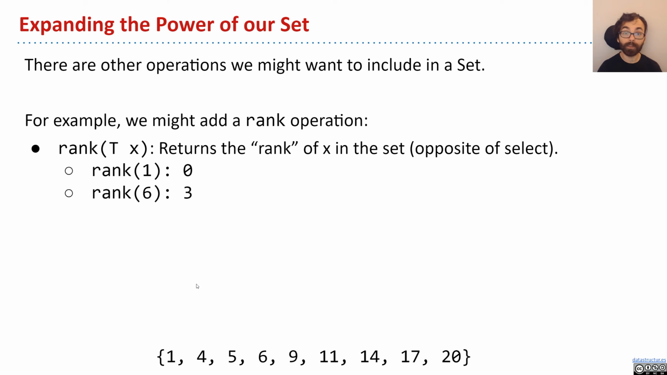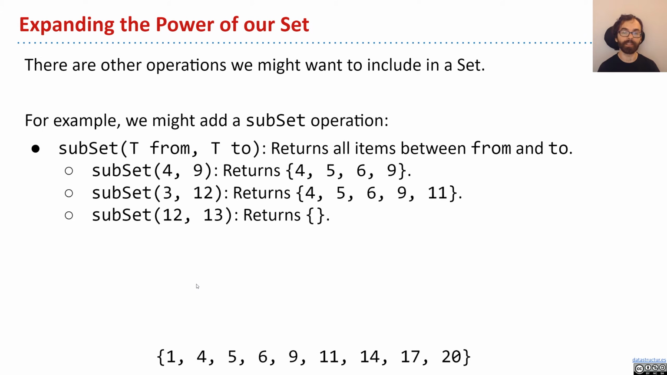To give you 2 more examples, we might consider a subset operation. Like, wouldn't it be great to ask a set, what are all the values you have that are between 3 and 12, for example? And that would give me 4, 5, 6, 9, 11, and that's it. And so this operation, again, easy to imagine when it might be useful. Like, I want to get all my students who have grades between 63 and 84 on an exam or something.